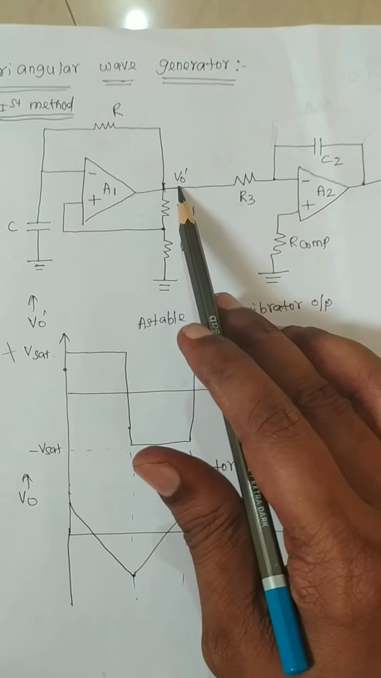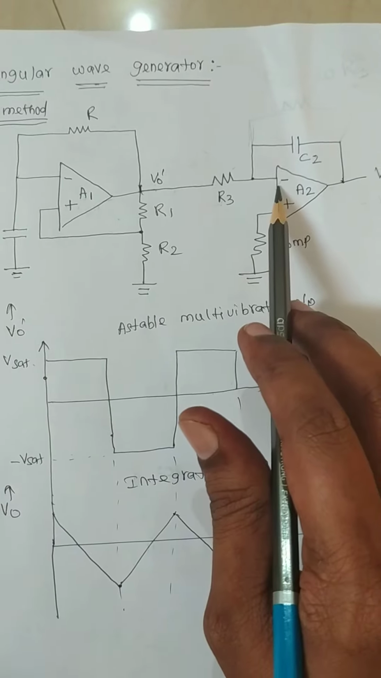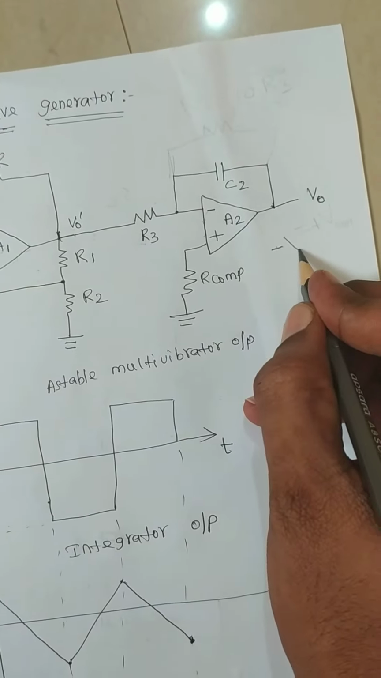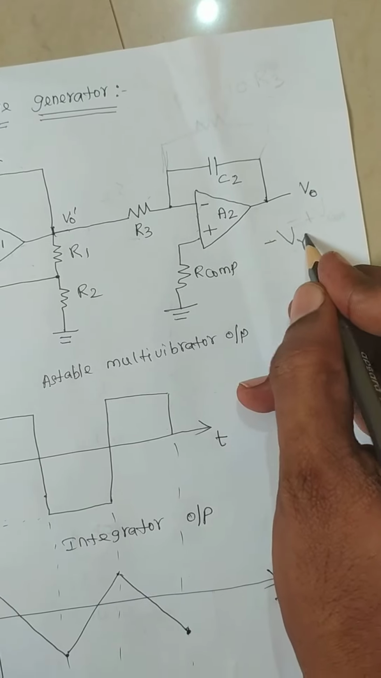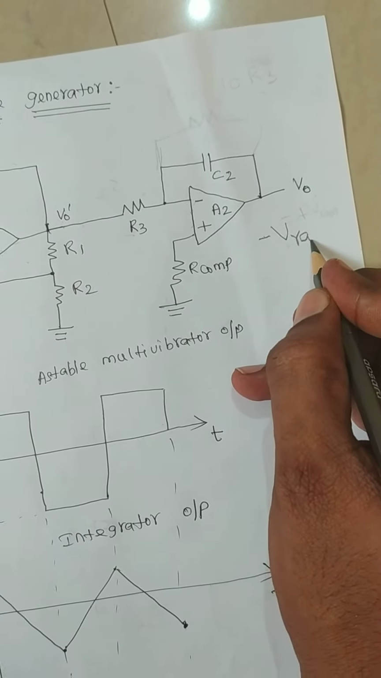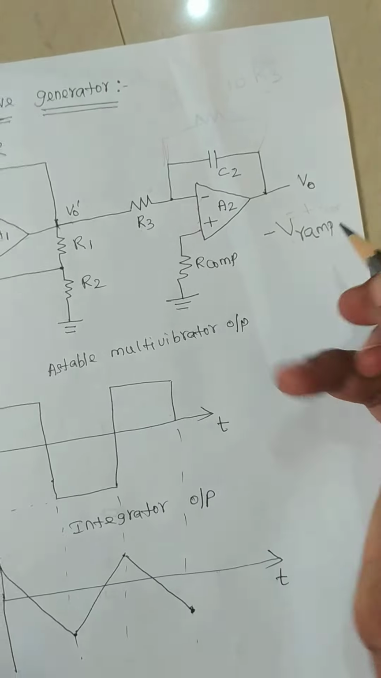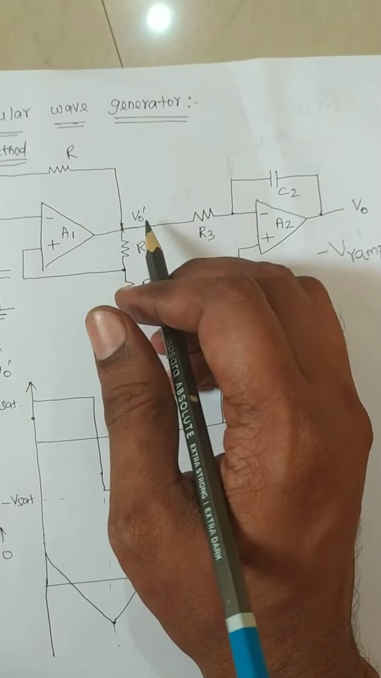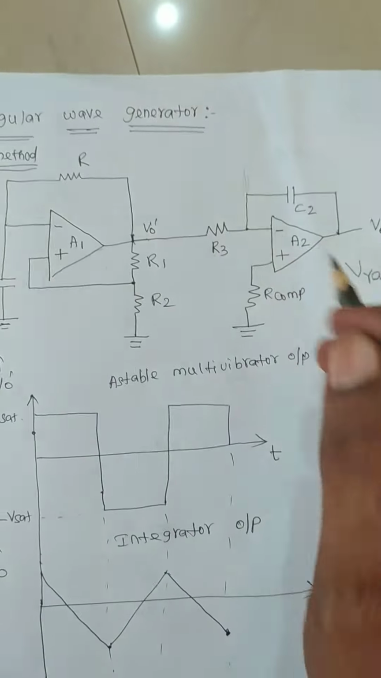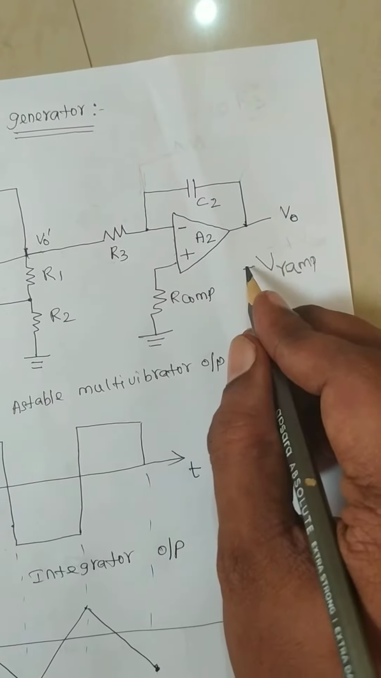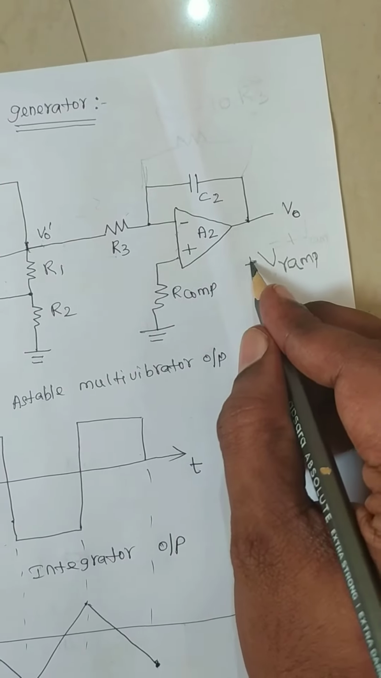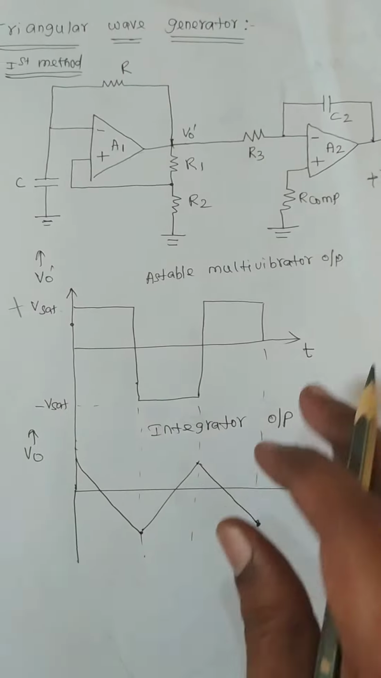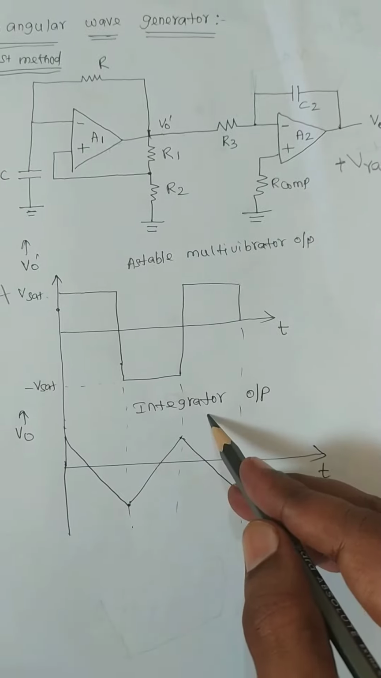For example, this is plus Vsat, applied to the inverting terminal. So we will get minus Vramp, because the input is applied to the inverting terminal. And if I apply minus Vsat to the inverting terminal, your output will be plus Vramp. So that is the astable multivibrator output and the integrator output.